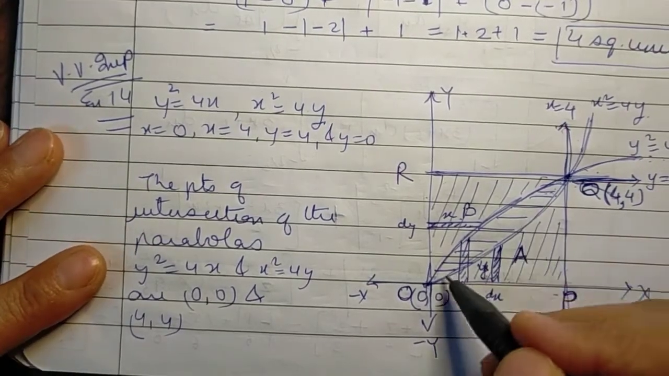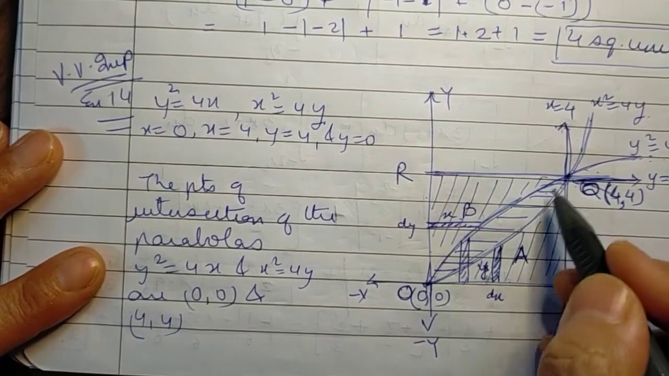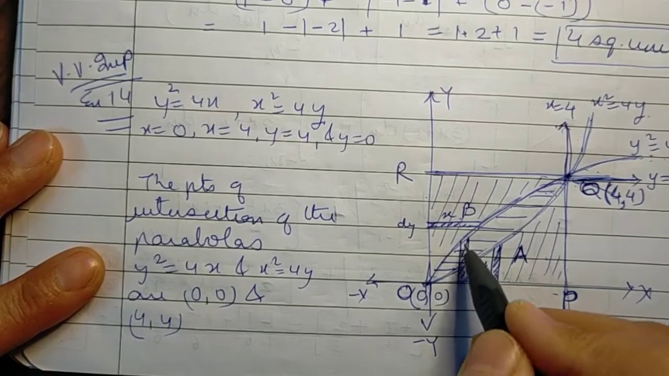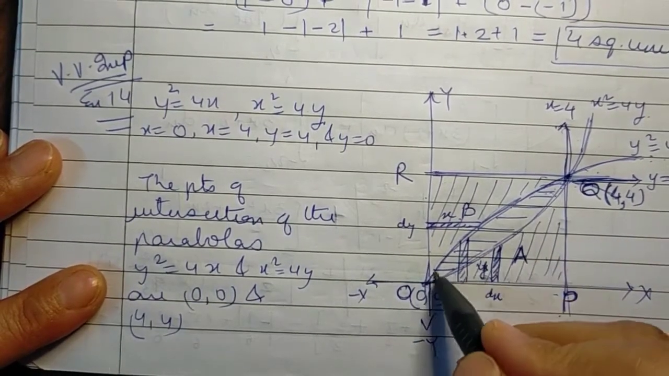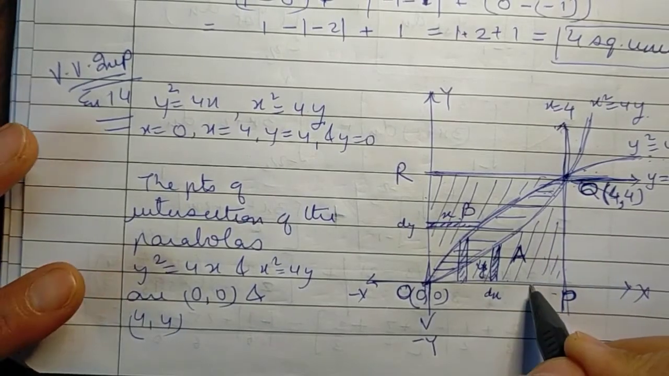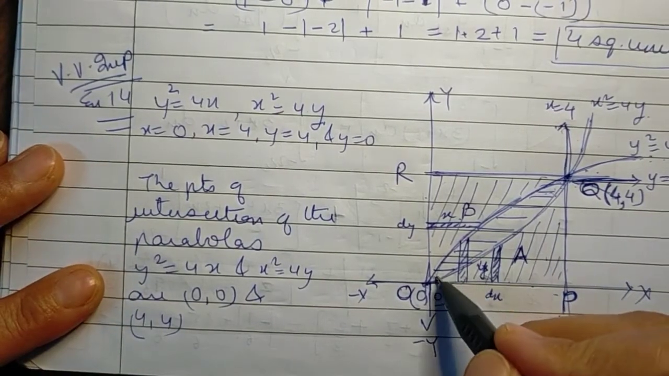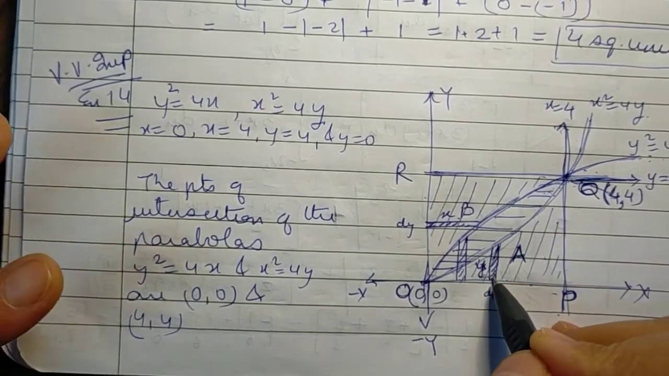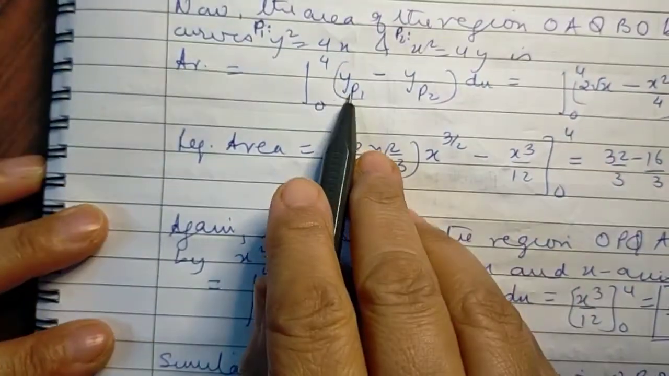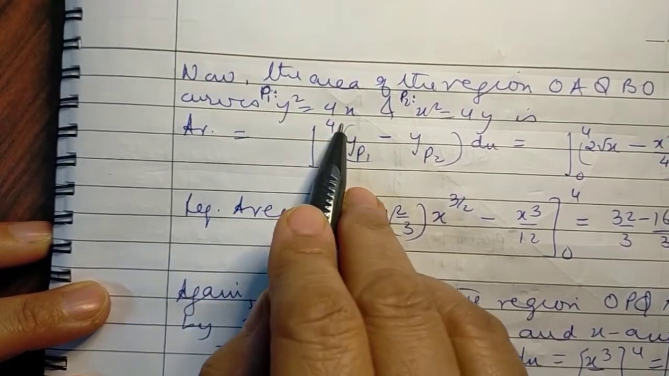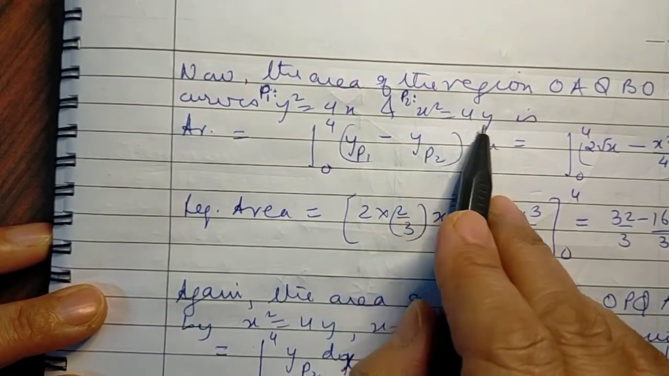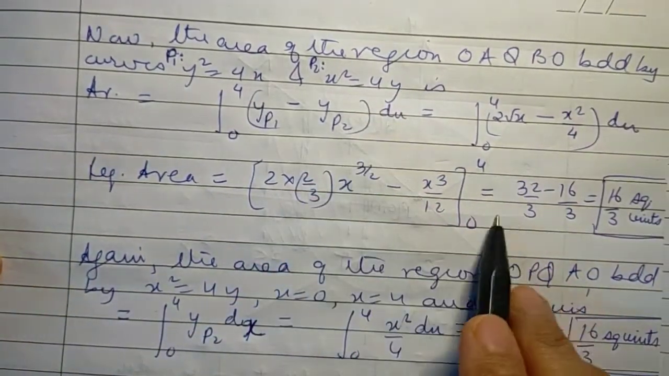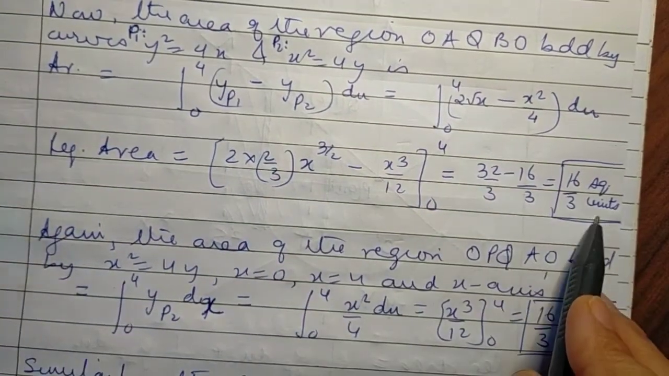So the area between the two parabolas is found from 0 to 4, as the area between this parabola and the x-axis minus the area between the other parabola and the x-axis. So the required area is y on parabola 1, which is y squared equal to 4x, minus y on parabola 2, which is x squared equal to 4y. When we solve it, we get 16 by 3 square units.